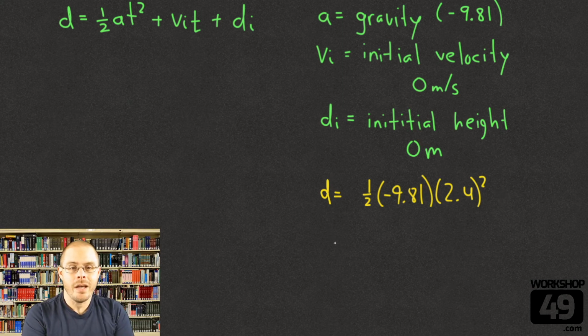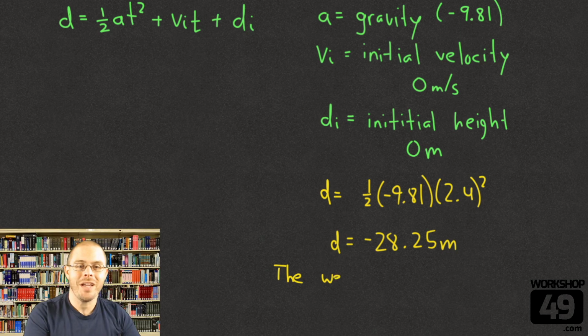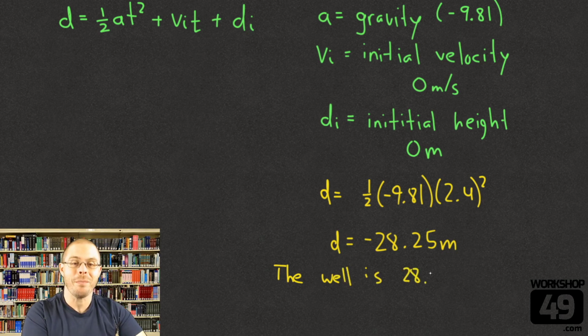Because both vi and di are 0, the rest of those terms vanish. So we're just left with that our depth is going to equal negative 28.25 meters. And that's it. We can write that the well is 28.25 meters deep.